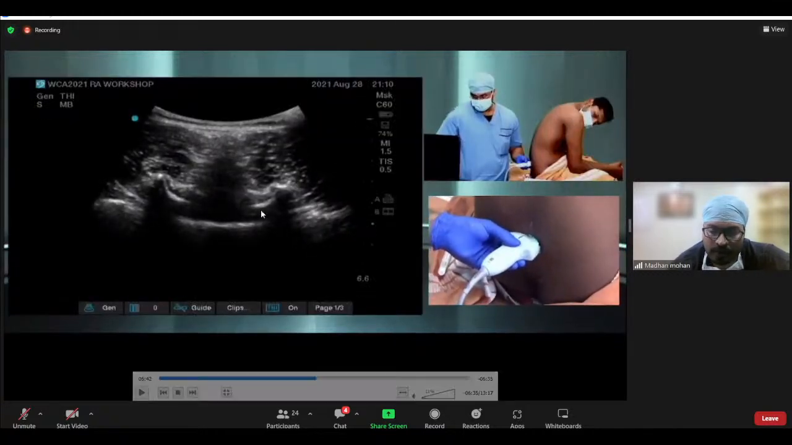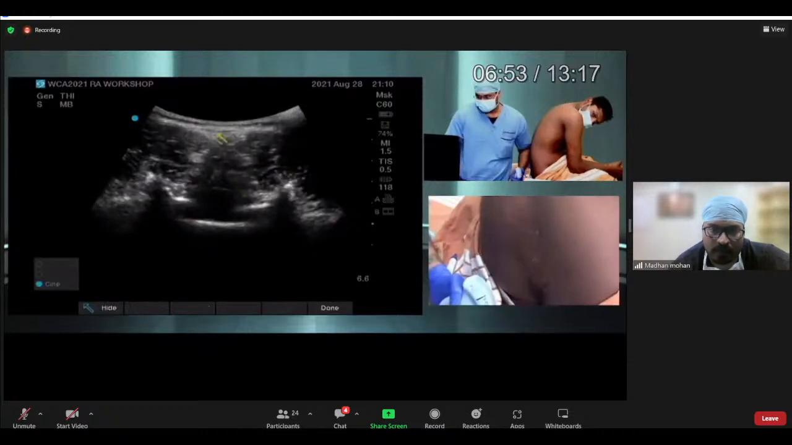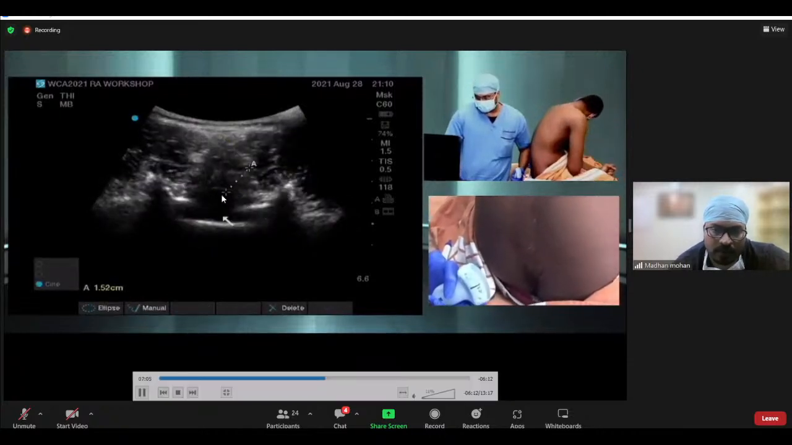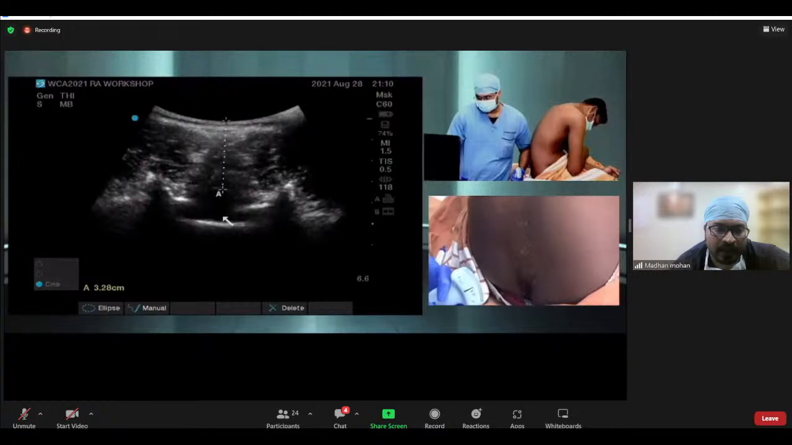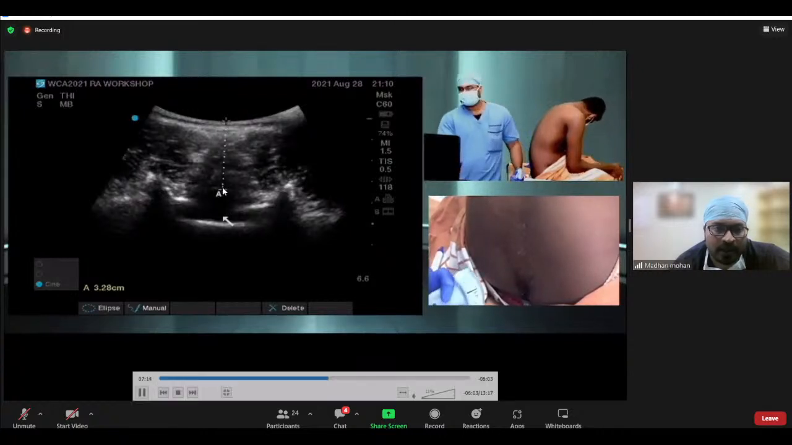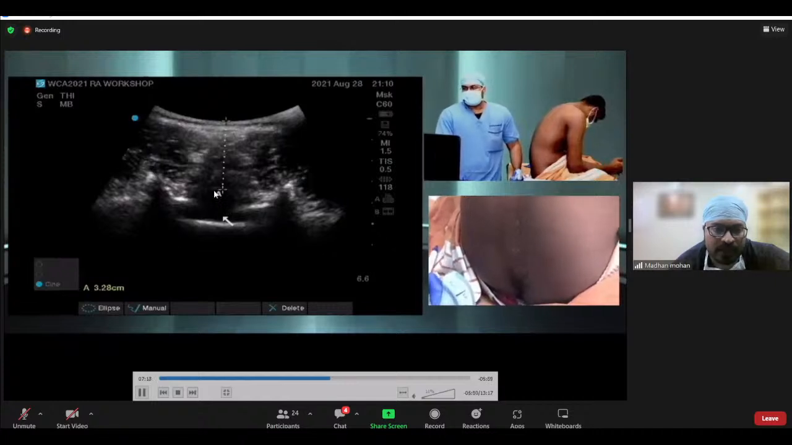Here again, I am scanning the posterior complex one level higher. In this particular level, the distance is 3.28 centimeters. You can see the posterior complex very well in this level.